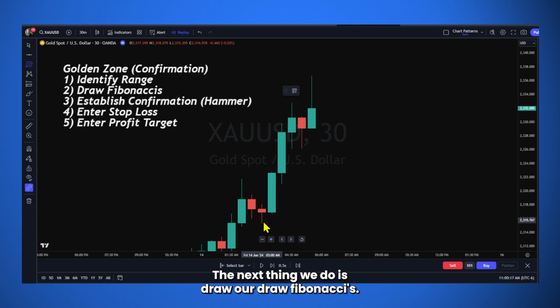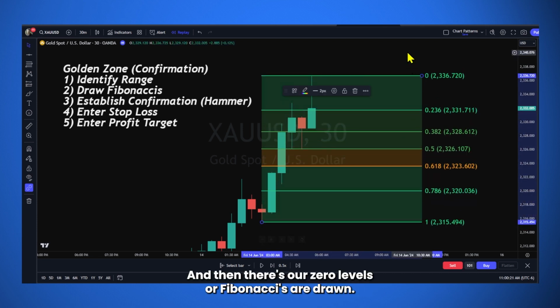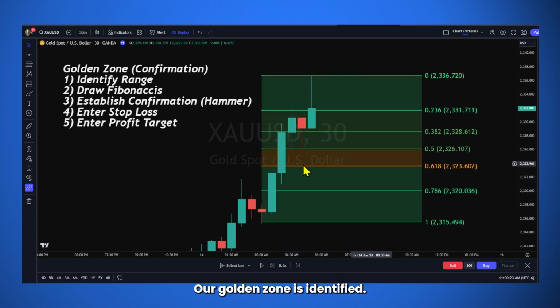The next thing we do is draw our Fibonacci's. There's our 100 level, and then there's our 0 level. So our Fibonacci's are drawn. Our golden zone is identified. Now we have to wait for confirmation.